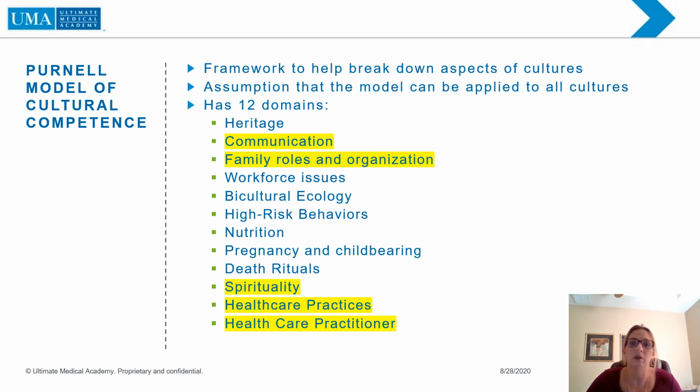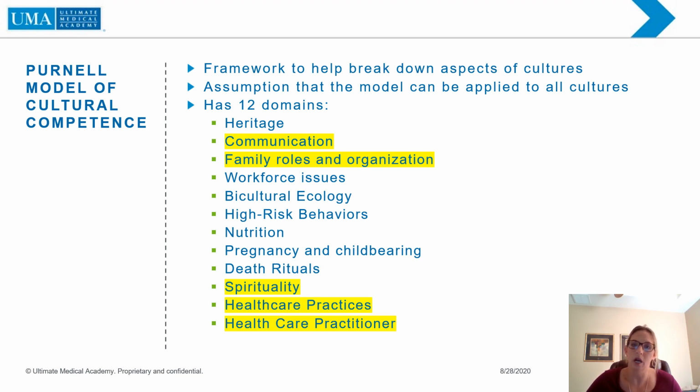So the 12 domains in general include heritage, communication, family roles and organization, workforce issues, bicultural ecology, and that would be more so skin coloring, just genetic characteristics and appearances, high-risk behaviors, nutrition, pregnancy and childbearing, death rituals, spirituality, healthcare practices, and healthcare practitioner. And the ones that I've highlighted in this presentation are the ones that your textbook has pulled out that focus more on that communication, that therapeutic communication piece, and why those are really important.